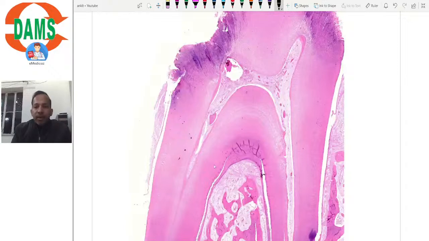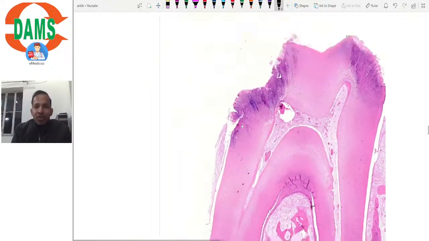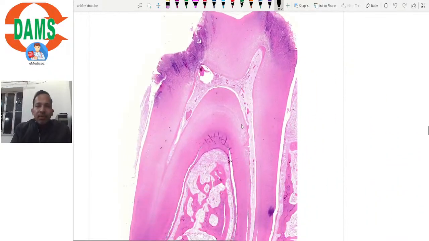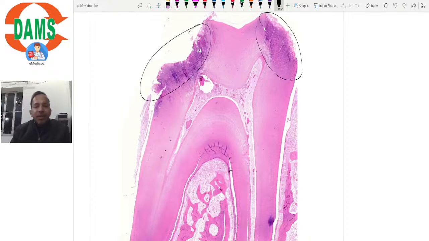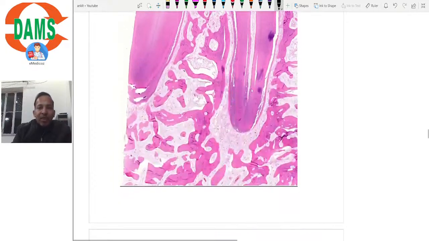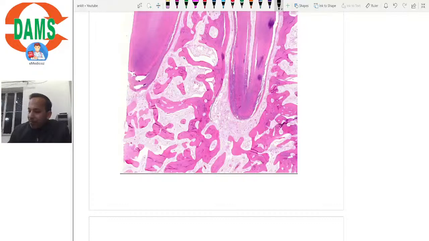Next, we have the section of a carious tooth. As you can notice, it has caries on both its cusps. Because of that, there is degeneration in the pulp. It is pulp stone. There are several other pulp stones. Plus, you will also notice periapical widening.